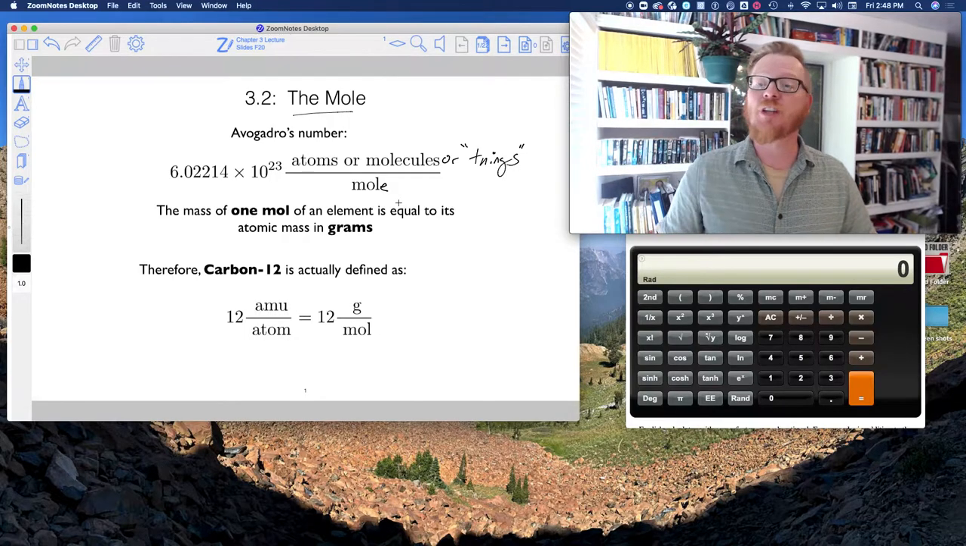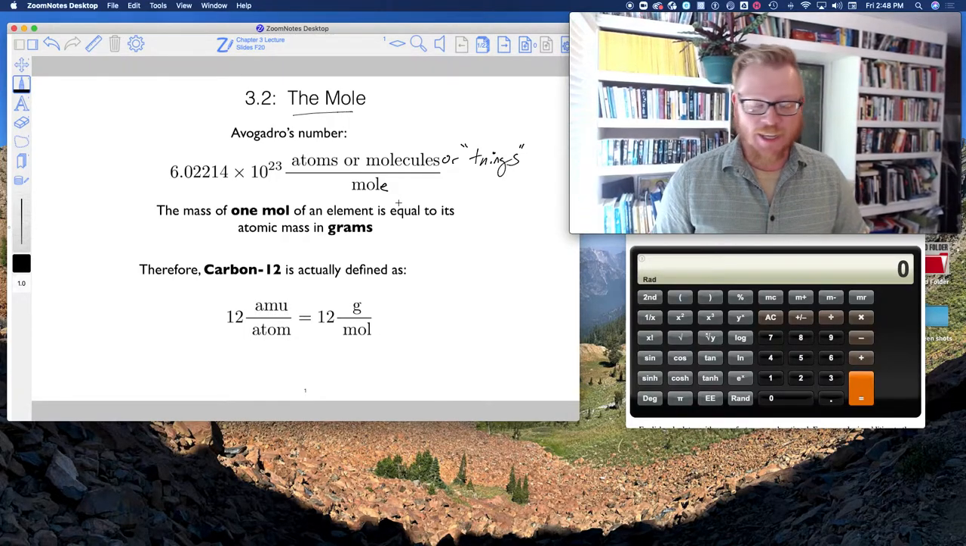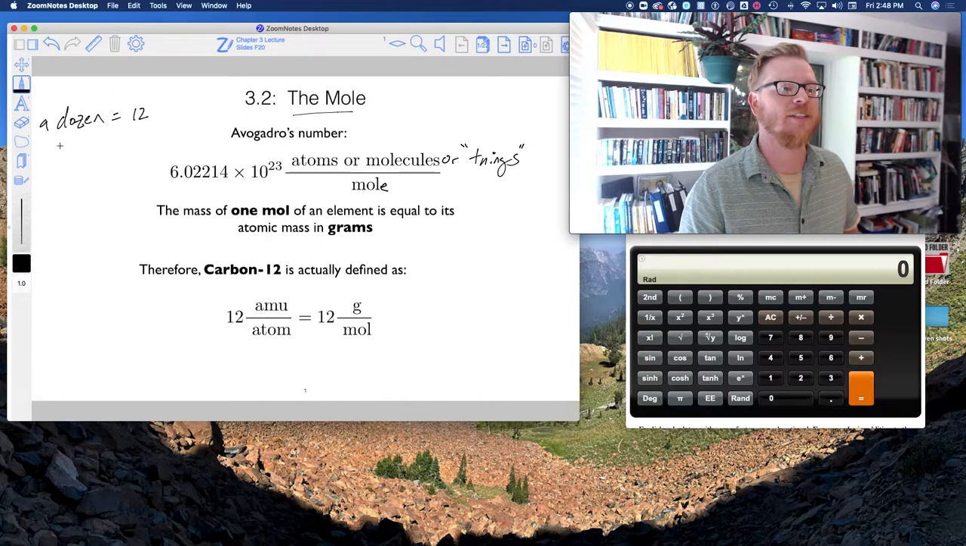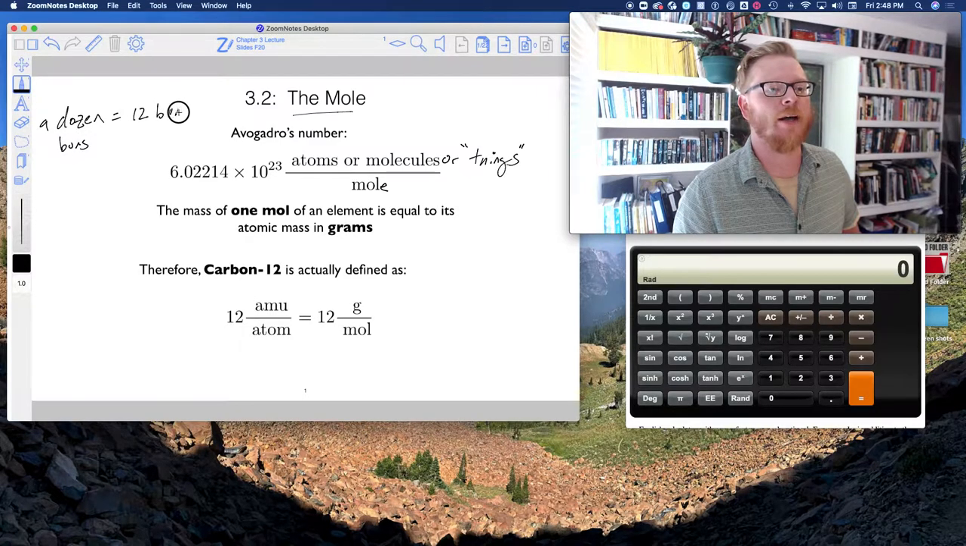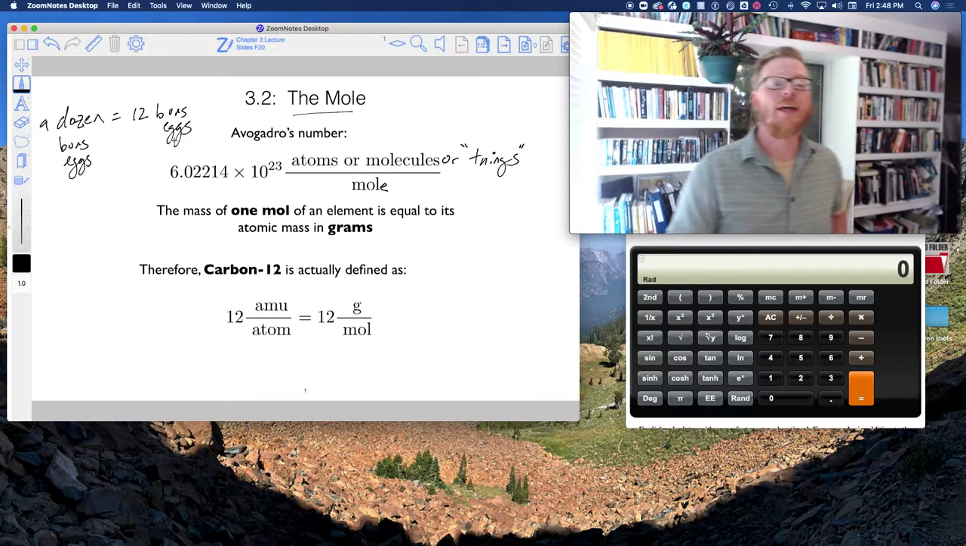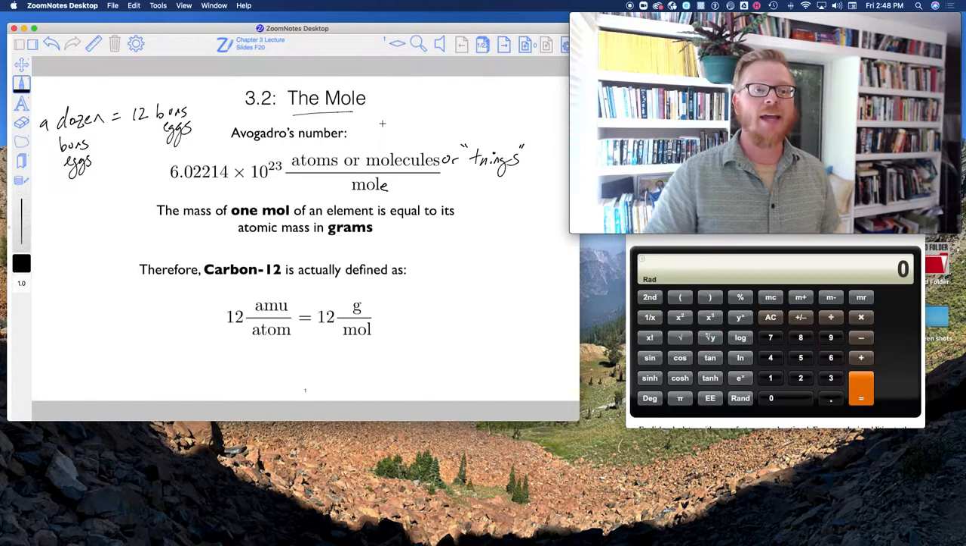So Avogadro's number is a number. That is what it is. It's no different than saying a dozen, right? When I have a dozen, I have 12 of whatever. If I have a dozen buns, I've got 12 buns. If I've got a dozen eggs, I've got 12 eggs, okay? It's just a number. Same with Avogadro's number.